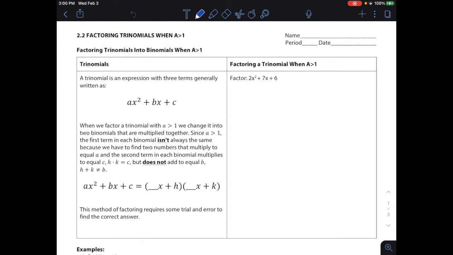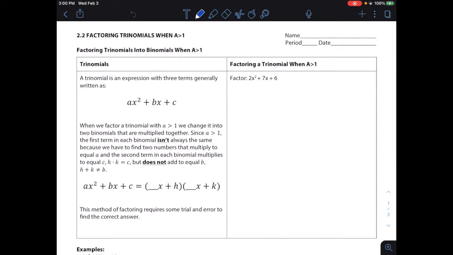So what's going to happen is we're going to end up with the same thing. We're going to end up with 2 binomials multiplied by each other, but the first term in each of the binomials isn't going to be the same like we had when a is equal to 1. When a is equal to 1, if it's x squared, we're going to have x and x. But when we have something like 2x squared, we're going to have different first terms of those binomials because we need something that multiplies to equal 2x squared, and we don't want to try and find something that is exactly the same because then we're not going to have integers there. So the process is a little bit different.